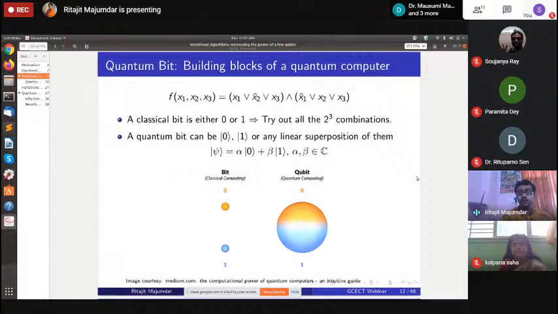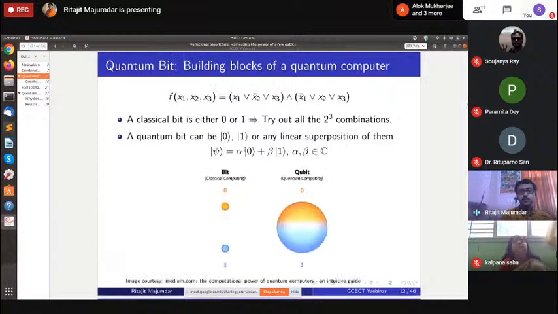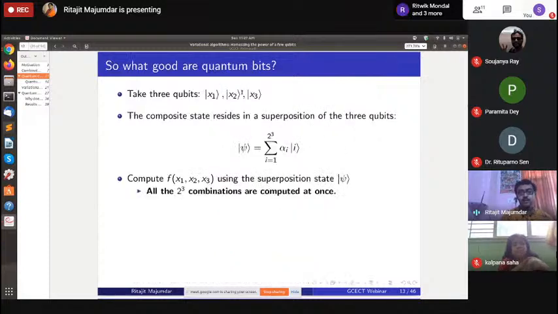So what can we do with it? How is it useful? We want to solve this problem, right? We take 3 qubits, x1, x2, x3, and then we create this equal superposition. Remember, each of these qubits can be both in 0 and 1 at the same time. If I take 2 qubits, they will be in 00, 01, 10, 11 at the same time. If I take n qubits, they will be in all 2 to the power n combinations at the same time. So these 3 qubits will be in all 2 to the power 3 combinations at the same time.